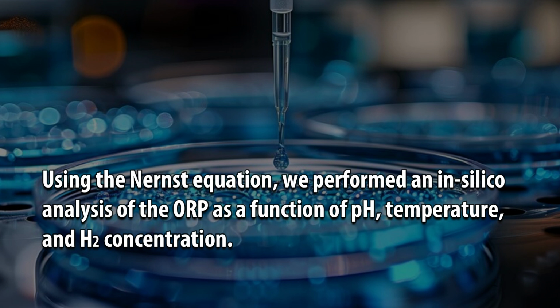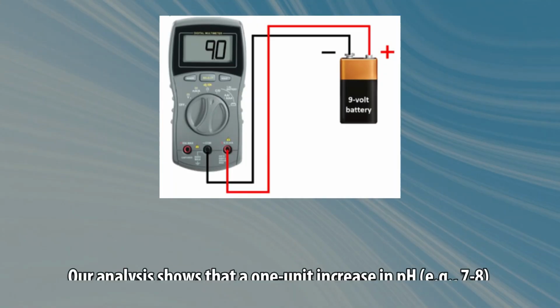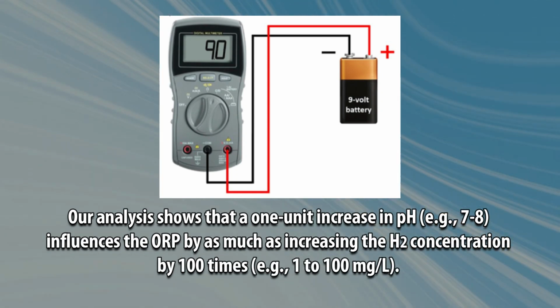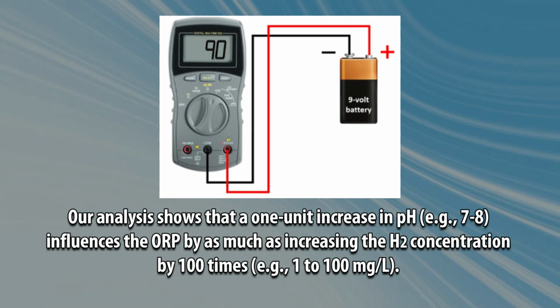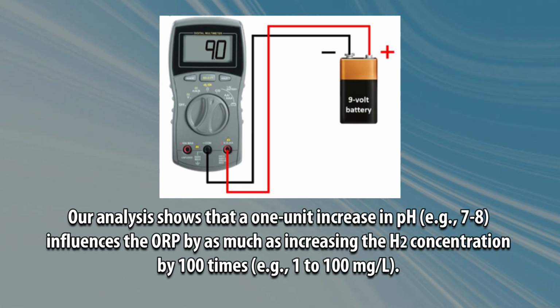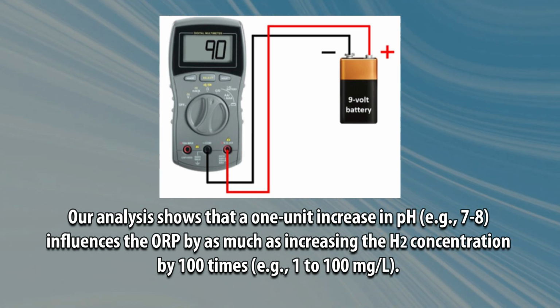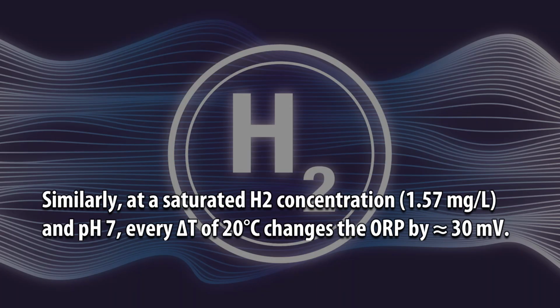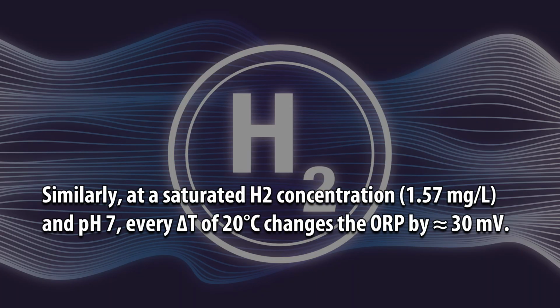Using the Nernst equation, we performed an in-silico analysis of the ORP as a function of pH, temperature, and H2 concentration. Our analysis shows that a 1-unit increase in pH, for example, 7 to 8, influences the ORP by as much as increasing the H2 concentration by 100 times, for example, 1 to 100 mg per liter. Similarly, at a saturated H2 concentration, 1.57 mg per liter, and pH 7, every delta T of 20 degrees C changes the ORP by approximately 30 mV.